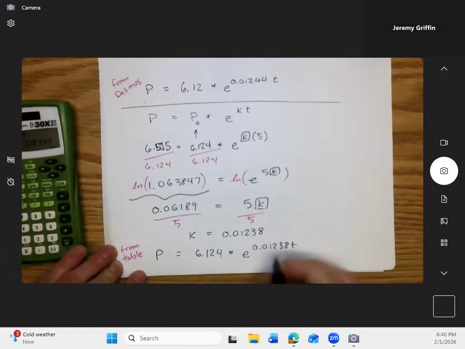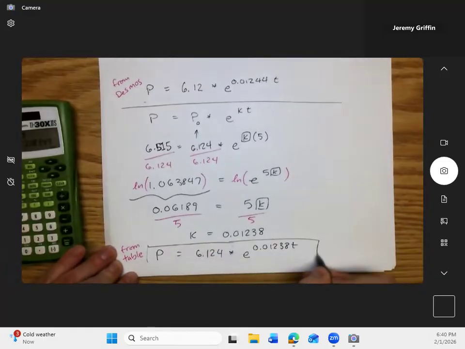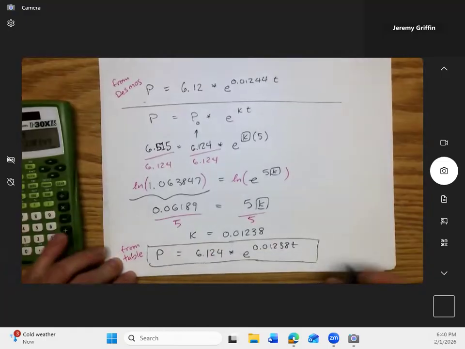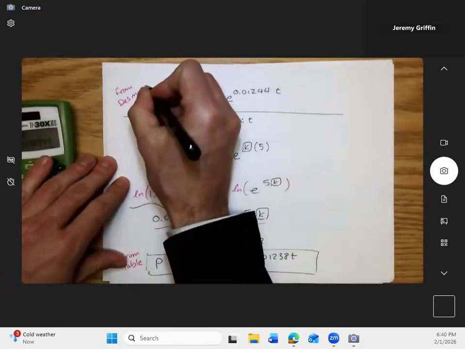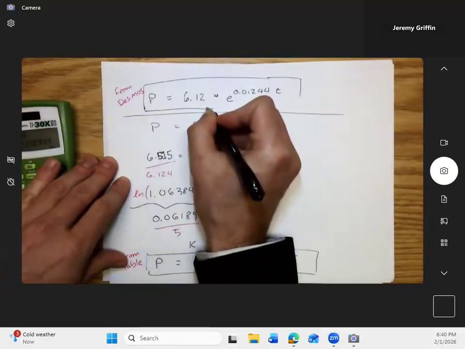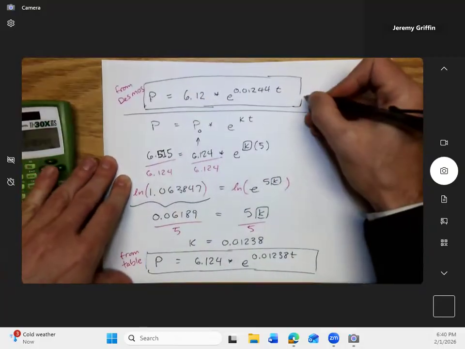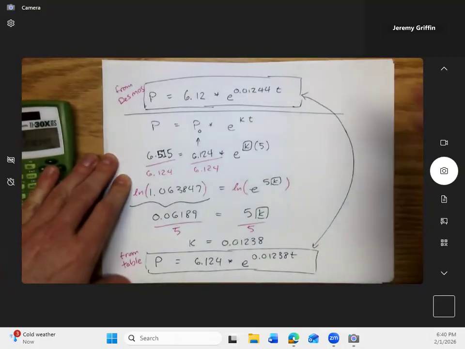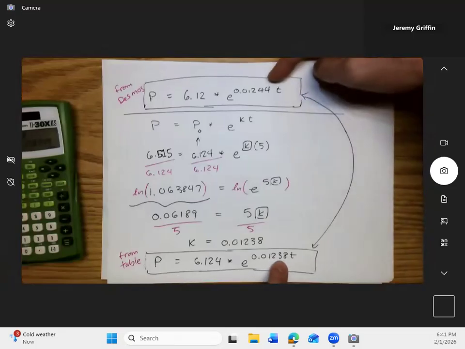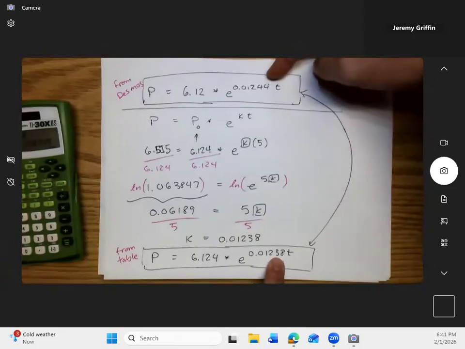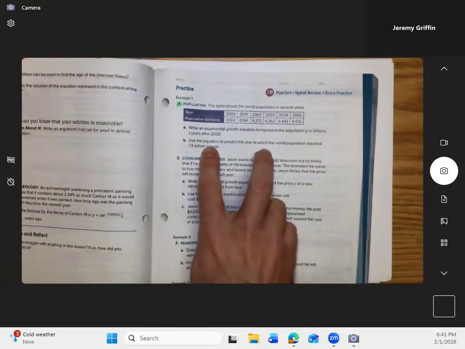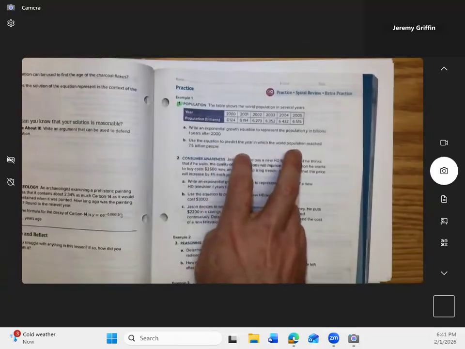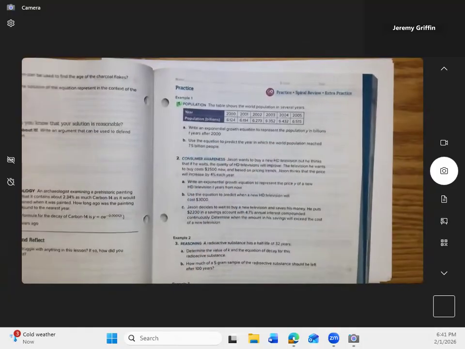But if you compare what I got with this method of picking 2 values from the table to the method where I plugged the entire table into Desmos and had it do the number crunching for me, those are almost exactly the same equation. It's a tiny bit different way out here on k. So almost the same thing. All right, so what's part B here? Use the equation to predict the year that the world population reaches 7.5 billion people.